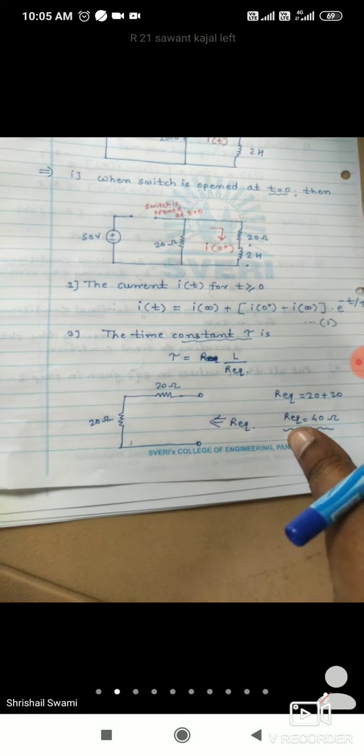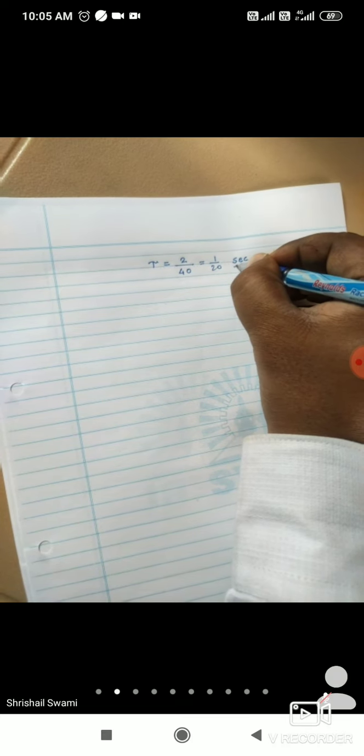So find out the time constant tau. Time constant tau is equal to L by R equivalent. L is 2 divided by 40, so this is 1 by 20. You can take it as it is, 1 by 20 second, because the unit of time constant is always second. Now the third step is over.